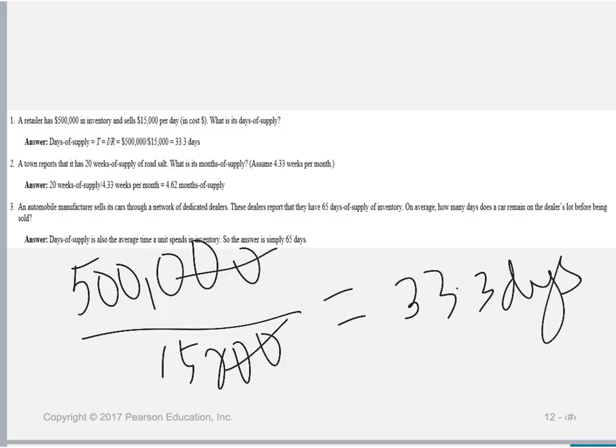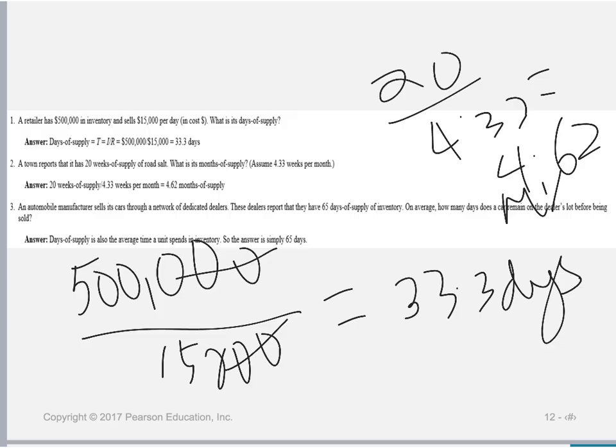So to move from days of supply to weeks of supply, you divide by 7. And then to move from weeks of supply to months of supply, you divide by 4.33 or 4.28 or just 4. You'll always be told what you need to divide by in order to get the right number. So if you have 20 weeks of supply of road salt, it's 20 divided by 4.33, and you get 4.62 months of supply. If you were just asked approximated, then it would be 20 divided by 4 weeks in a month, roughly 5 months of supply.